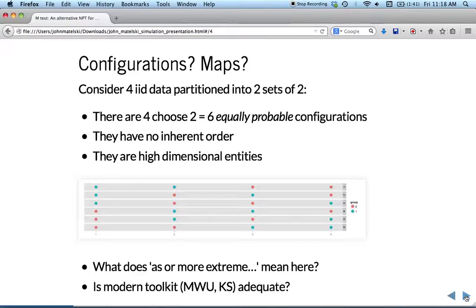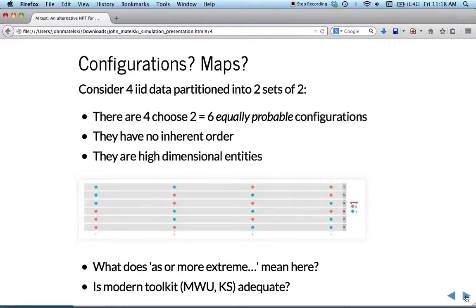And I want to point out that there's no inherent order to these configurations, and that they are essentially high-dimensional entities. In other words, in order to describe, say, the first configuration, you would actually need a 4-element vector that tells you specifically blue, blue, red, red, or 1, 1, 0, 0, or something like this.